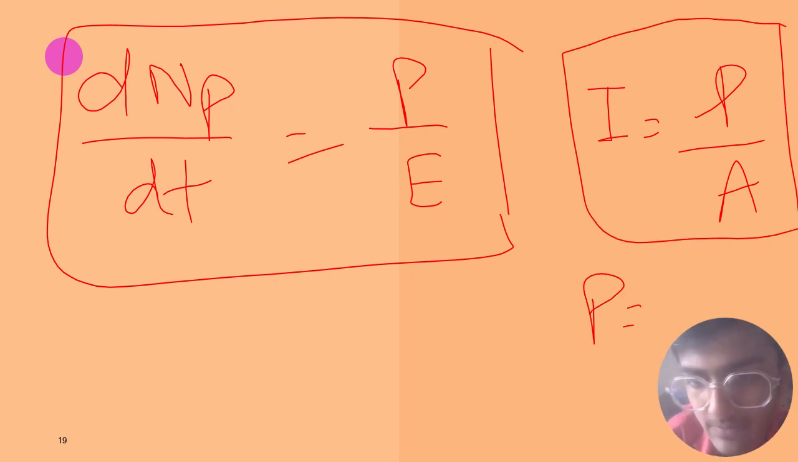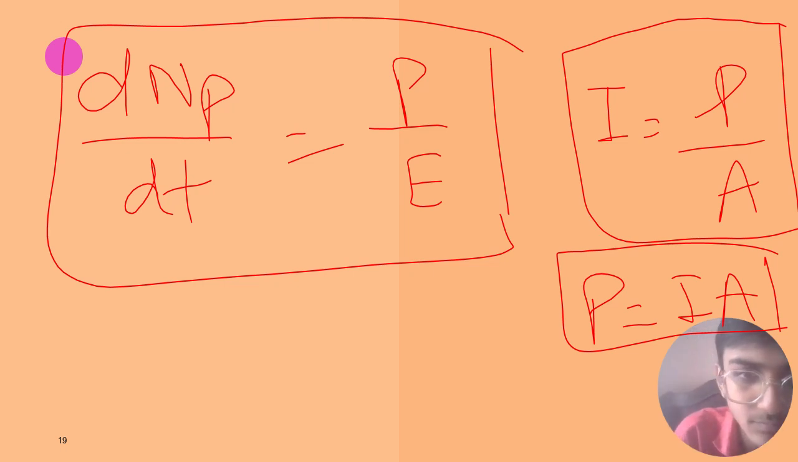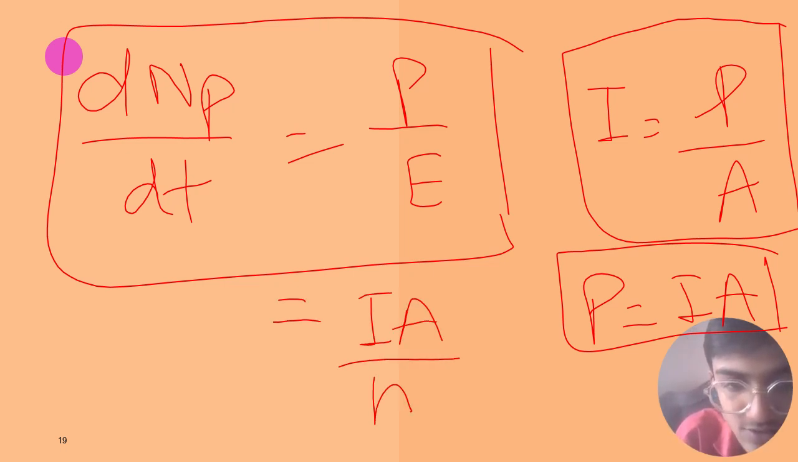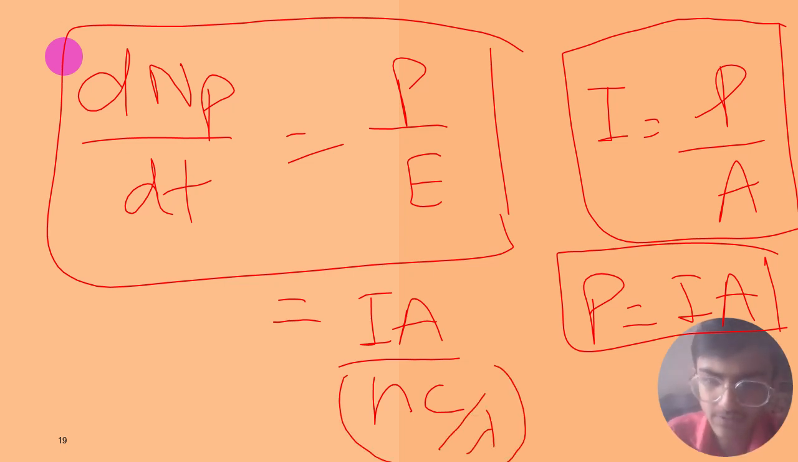Okay, so P will be equal to I into A. Now we can write IA over hc over lambda as energy. You can write it in terms of wavelength, and you can write it in terms of frequency also. Both are correct. No issues at all.